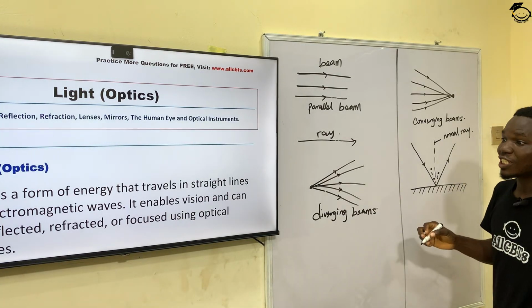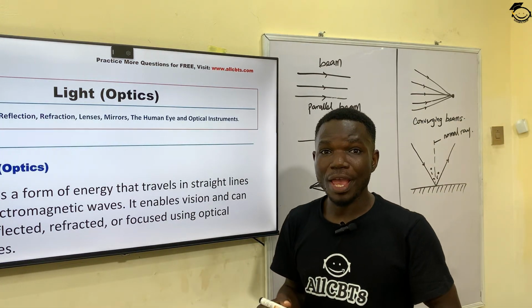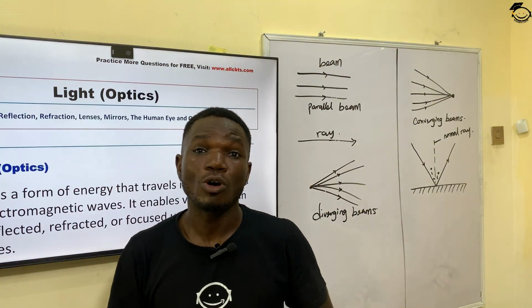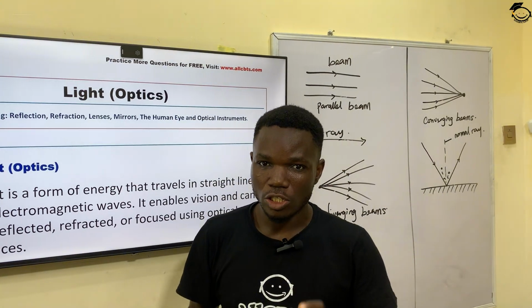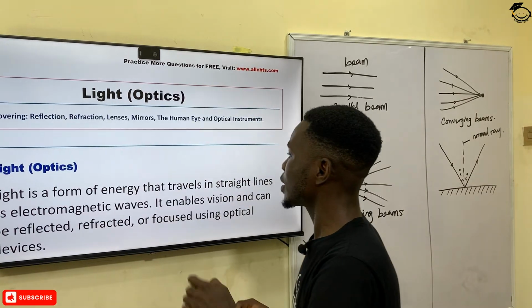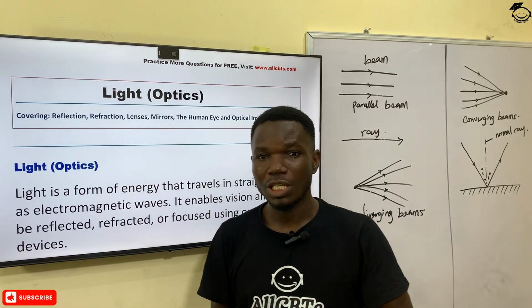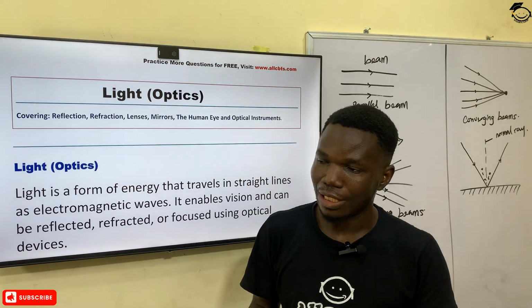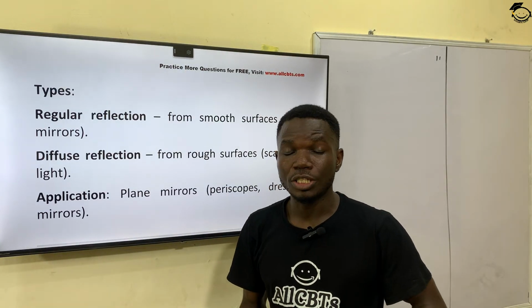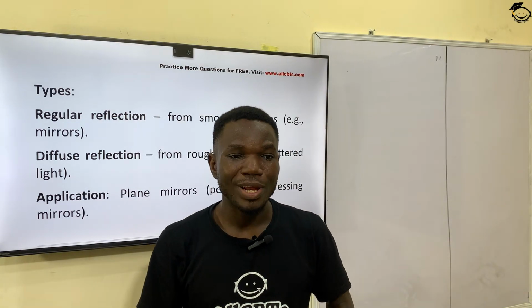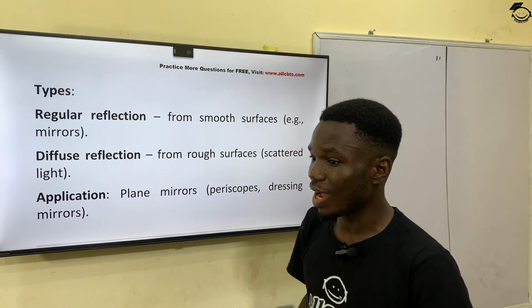So reflection is just the bouncing away of light when it hits a plane surface. So light can be reflected, refracted, and focused using optical devices. Reflection is just the redirection of light when it hits a plane surface or whenever it hits a surface.